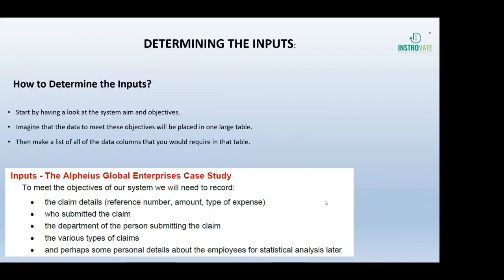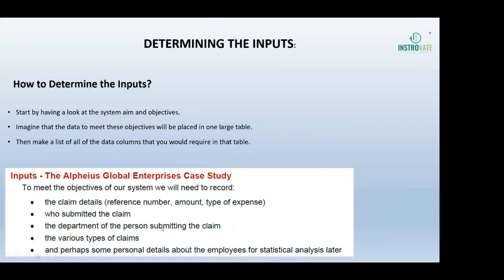Now, let's move to the second step, determining the input. How can we determine the input? We can start by having a look at the system: what is the aim of the system and its objectives? Then imagine that the data to meet these objectives will be placed in one large table. Just imagine that you are clear about the aim and objectives, and you have one large table with all the data according to your requirement. Then make a list of all the data columns that you would require in that table.